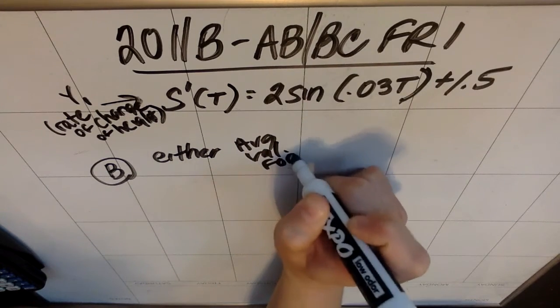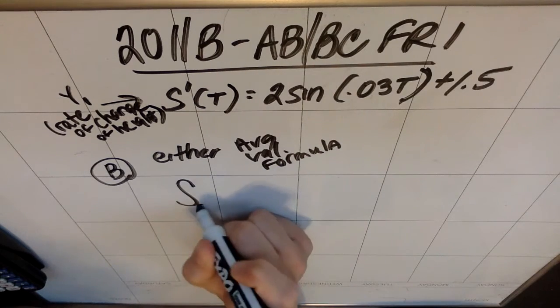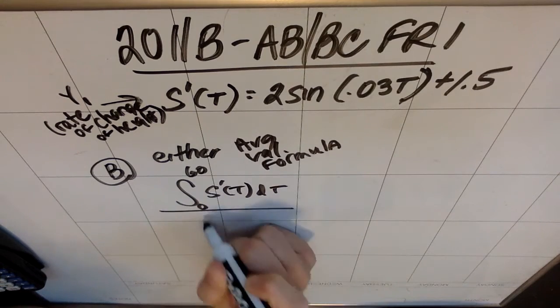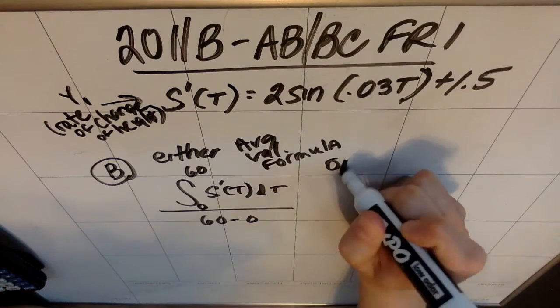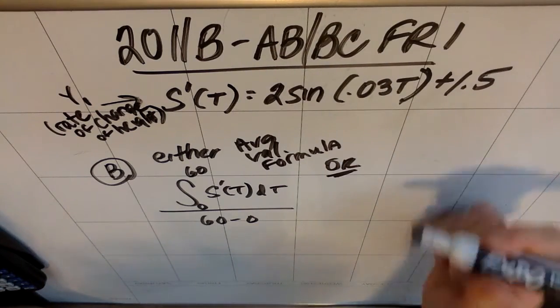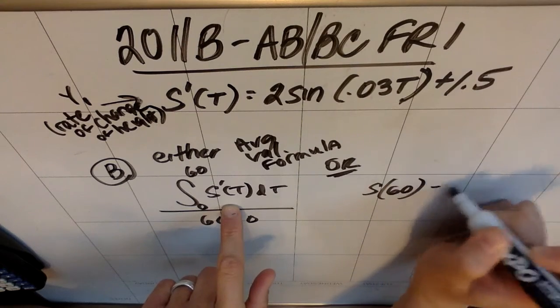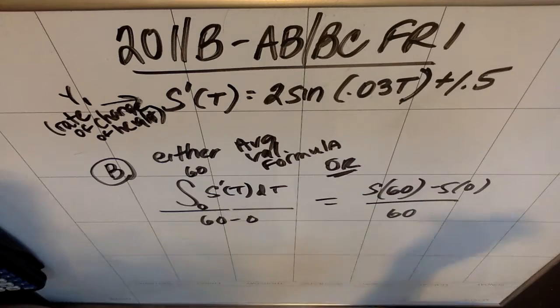The average value formula for pretty much anything, right? The average of any function over an interval is to integrate the function over the interval and divide by the width of the interval, which is fine. And that's great. Or you could notice that you actually already did this in part A. You could realize that if you integrate S prime, you're going to get S of 60 minus S of 0 over 60, right? So either of those are fine.